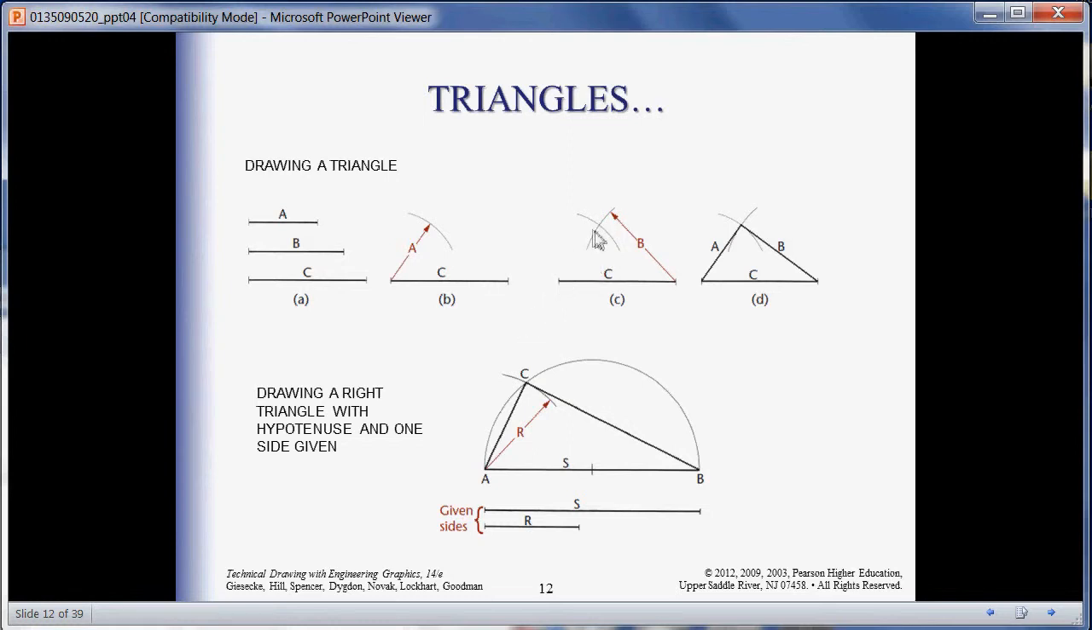By definition, this is A, and that's B. So we just draw our triangle. Okay, that's kind of fundamental stuff. That's not that big of a deal.